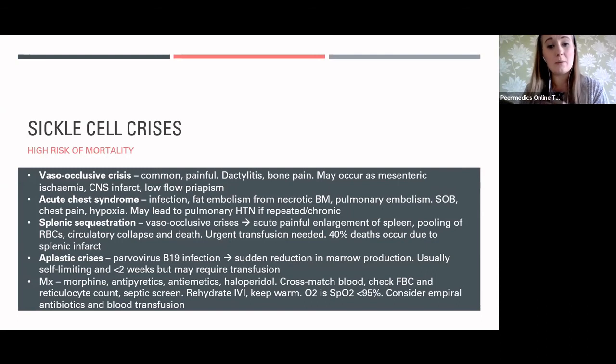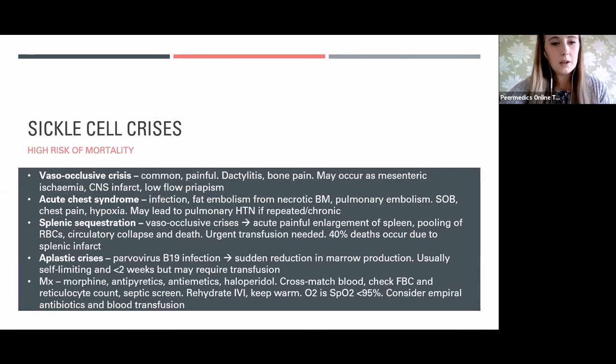Causes of that could be infection. It could be because they've got a fat embolus that's come off from the necrotic bone marrow, or because of pulmonary embolism, because the sickle cells lead to a thrombus. It can present with shortness of breath, chest pain, hypoxia, and if they get it again and again, obviously it's going to cause problems with the lungs, and they can get pulmonary hypertension, which is where, I think, you do your right heart catheterization and you've got a mean pressure above 25 mmHg.